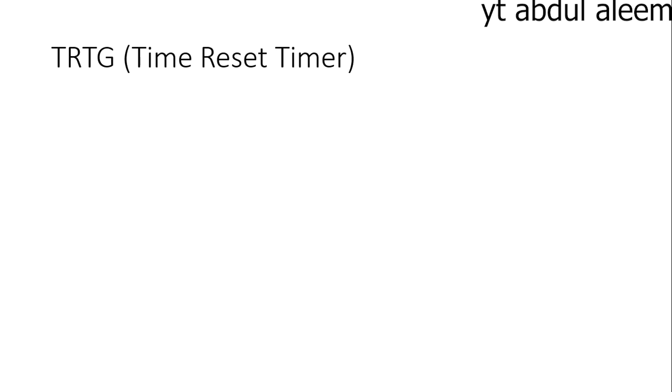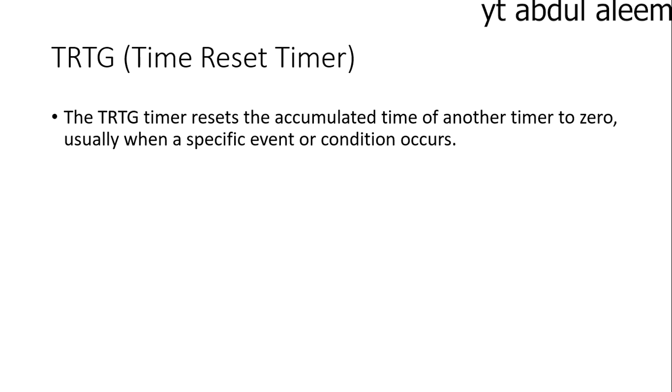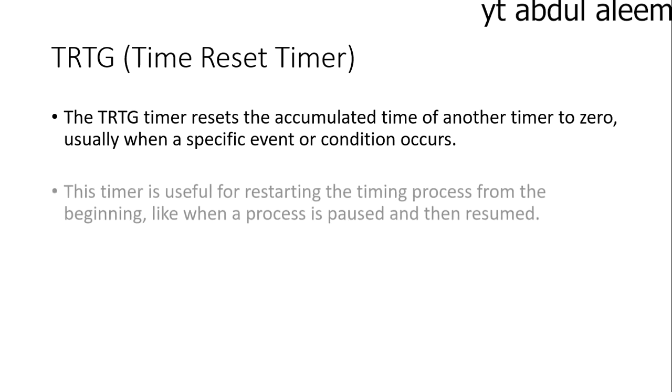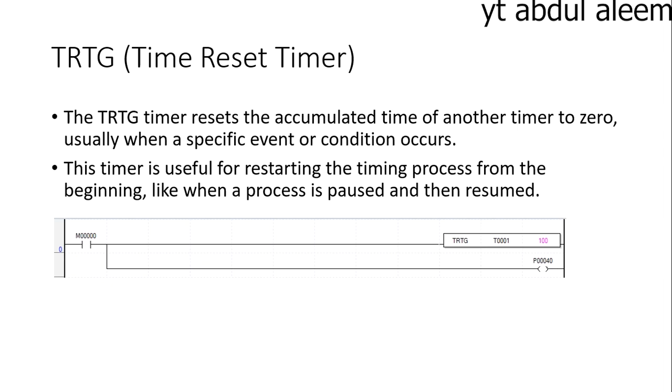TRTG, time reset timer. The TRTG timer resets the accumulated time of another timer to 0, usually when a specific event or condition occurs. This timer is useful for restarting the timing process from the beginning, like when a process is paused and then resumed. You can check off condition ladder logic example in this picture.